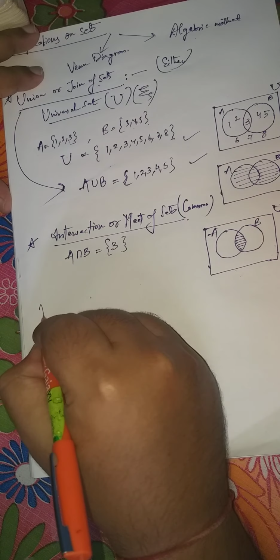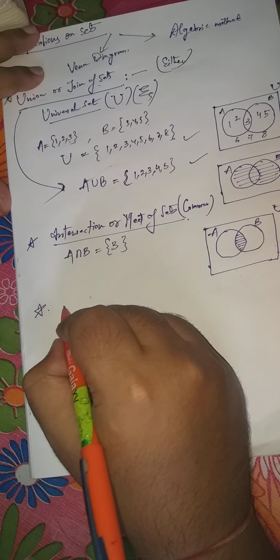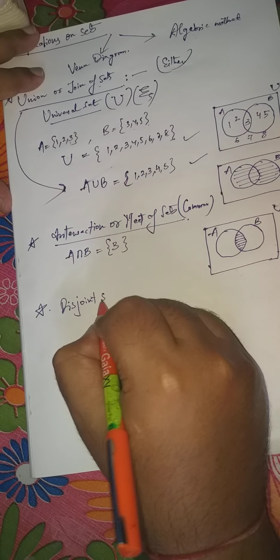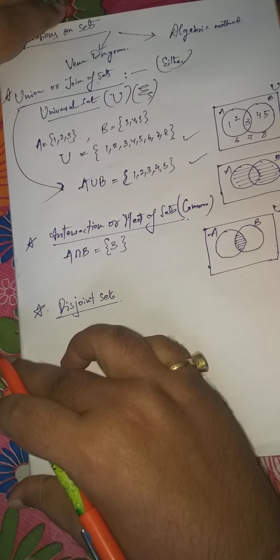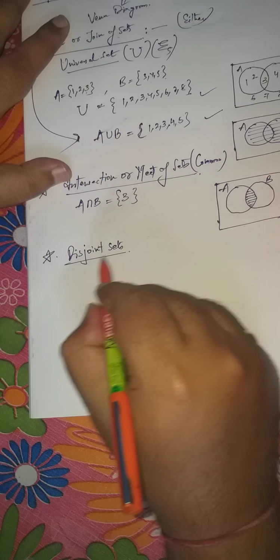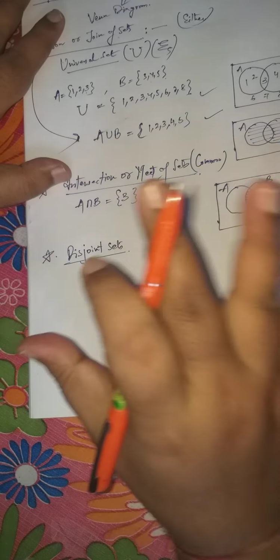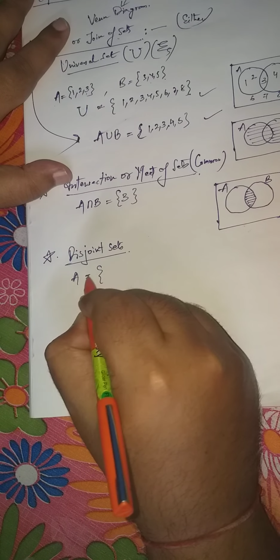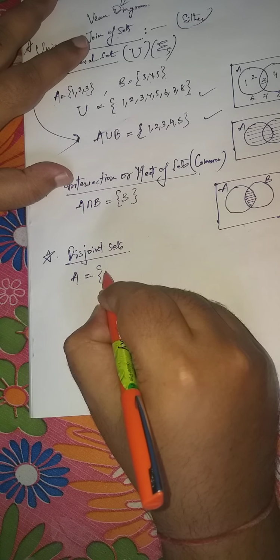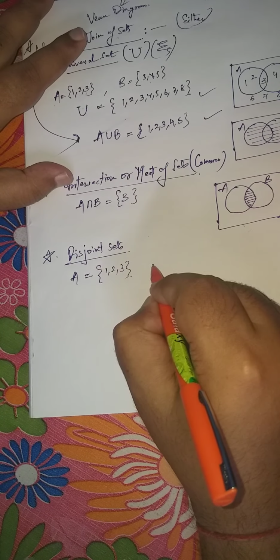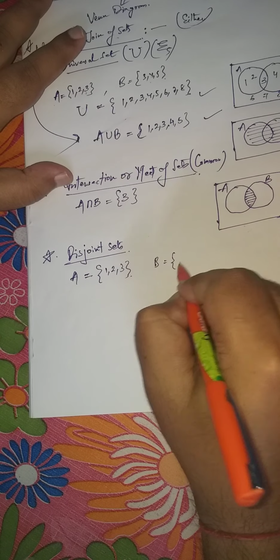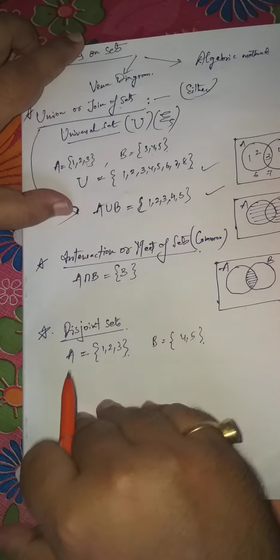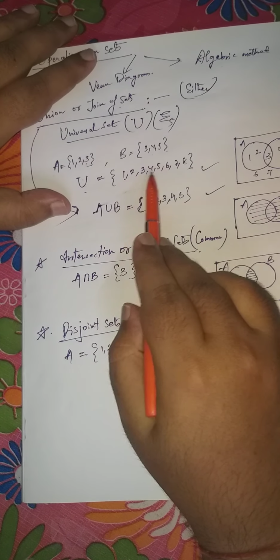Now the next thing, disjoint sets. Disjoint means the sets are not joined. Simple. You cannot join the sets. Suppose A is 1 2 3, same example, and B is 4 and 5. And what is the universal set? The universal set here is 1 2 3 4 5 6 7 8.